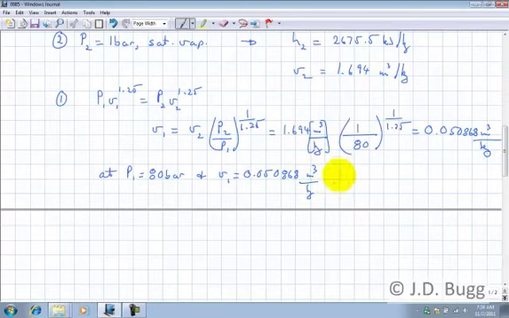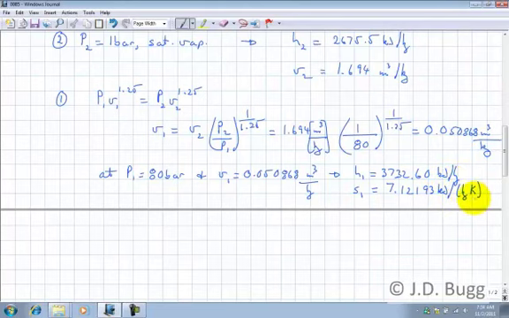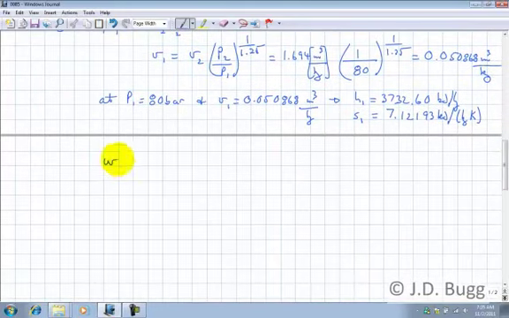meters cubed per kilogram, we can go to the tables and get H1 of 3732.6 kilojoules per kilogram, and while we're there, we're going to get S1 as well, 7.12193 kilojoules per kilogram degree Kelvin. And we'll see why we're going to need that in a moment. So now we can get our work for the turbine. Remember, work of the turbine is equal to H1 minus H2, and we have both of those now.